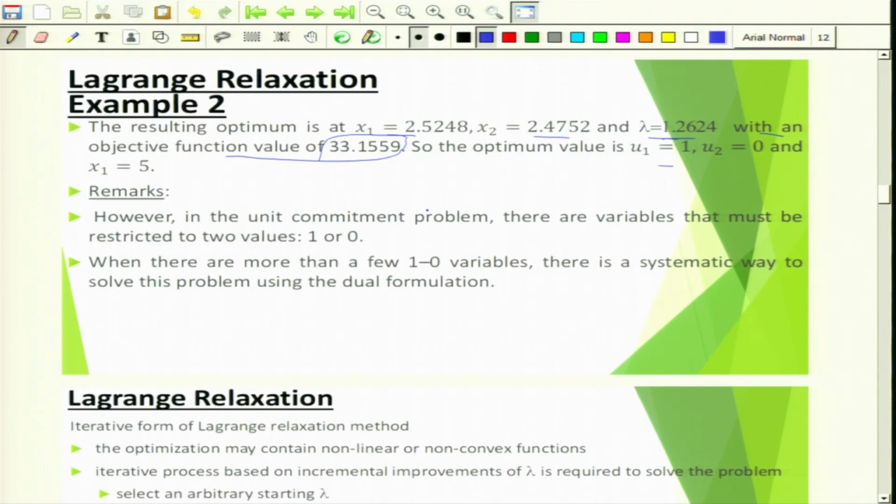So what is the remark? In the unit commitment problem, there are variables that must be restricted to two values, either 1 or 0, right.